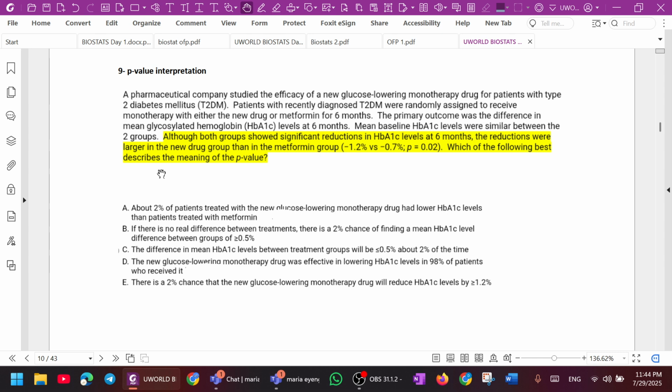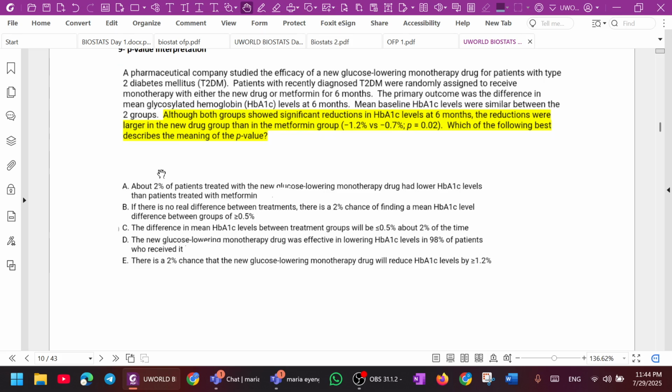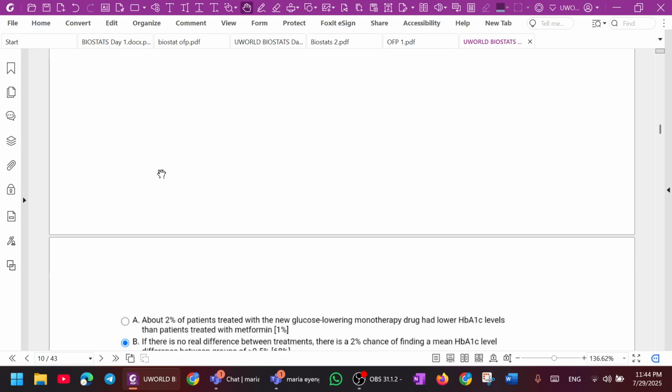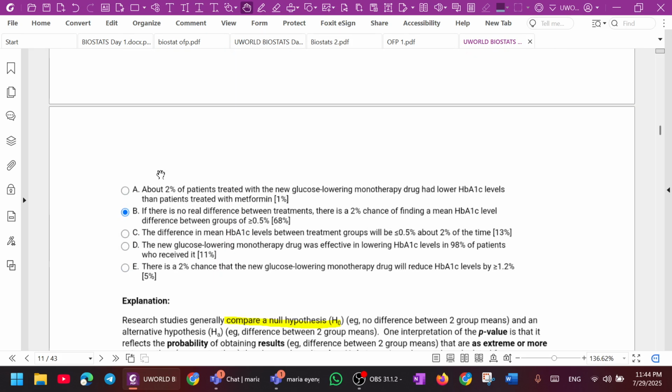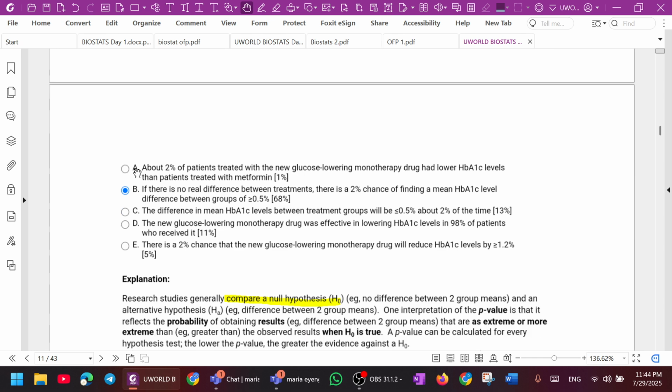I think this is just something you need to know. Remember the definition. I do not remember. I think it was this one, but I'm not sure. Let's check the answer. You just have to memorize what the p-value means. It's always going to be the same sentence. Okay, you are right.